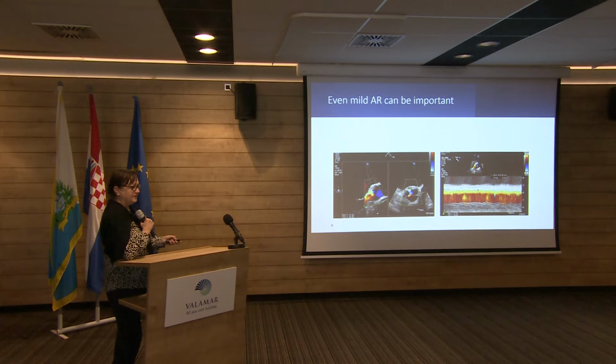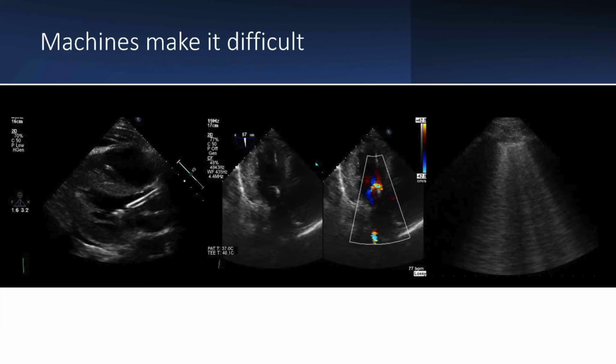And you can see you've got continuous aortic regurgitation. That will be associated with LV dilatation. You have to vent the left ventricle. So mild aortic regurgitation for this kind of patient is important.